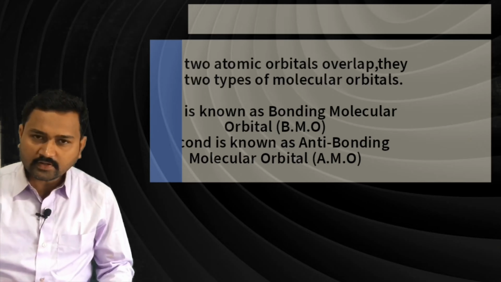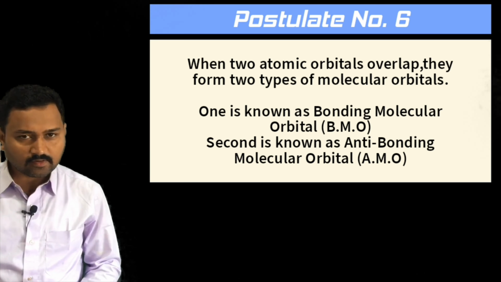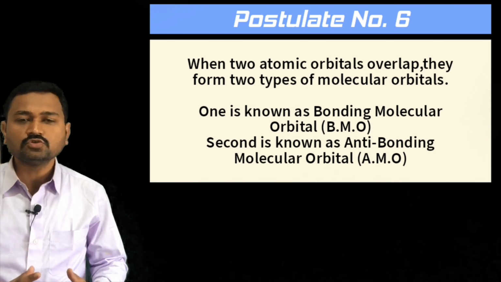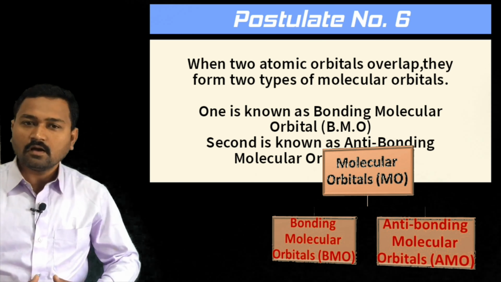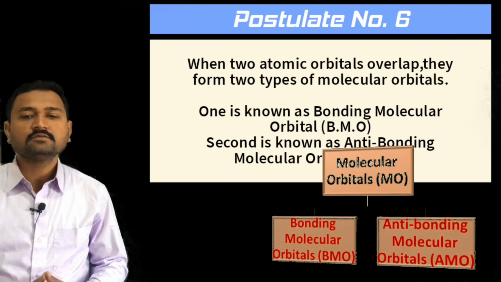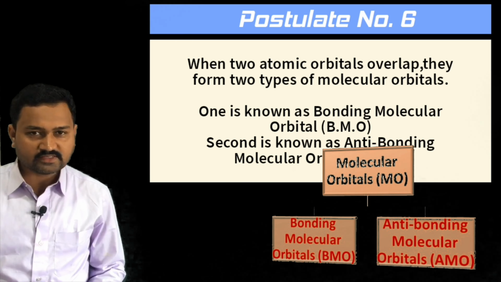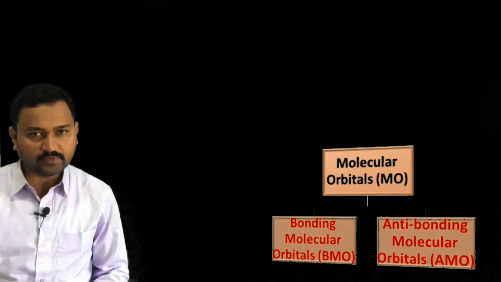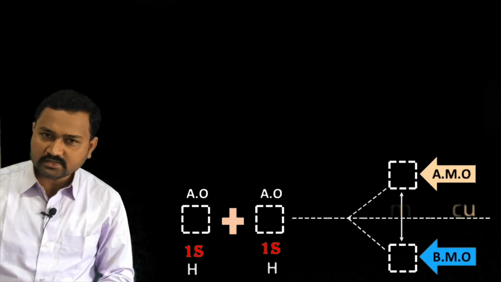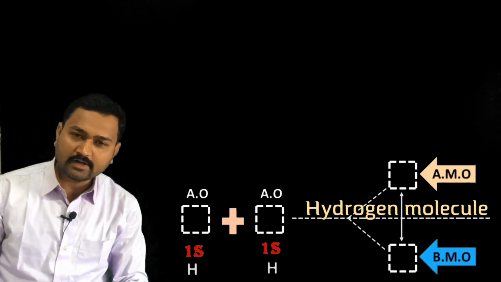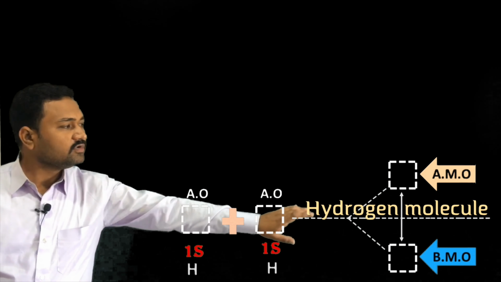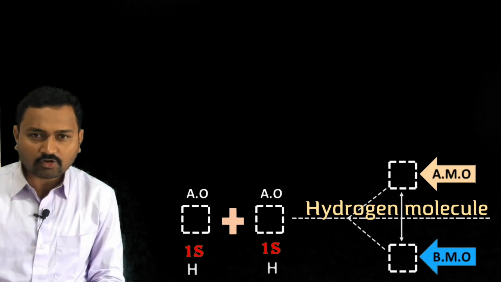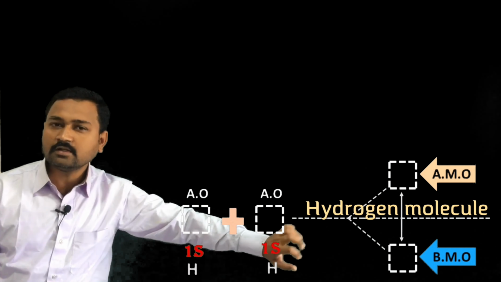Now, let us know the sixth postulate. When two atomic orbitals overlap, they form two molecular orbitals. Out of these, one is known as a bonding molecular orbital and the second one is known as an anti-bonding molecular orbital. Here again you can observe that after the formation of the hydrogen molecule, two molecular orbitals are formed, the bonding molecular orbital and the anti-bonding molecular orbital that I have shown.